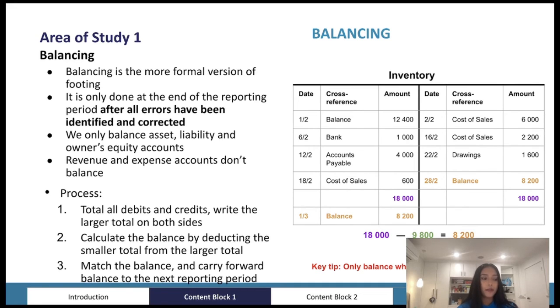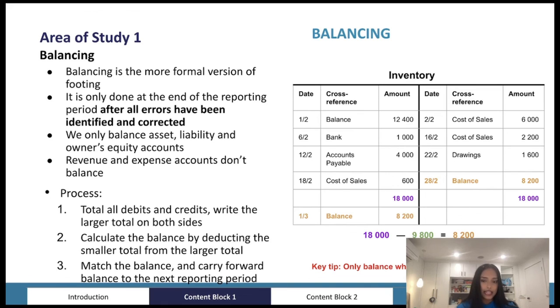And there's a 3-step process to balancing. Number 1, we total all debits and credits. So whatever the larger total is, we write it on both sides. And then we calculate the balance of the account by subtracting the smaller total from the larger total, and then we add the balance in as an entry and match the balance to carry it forward to the next reporting period.